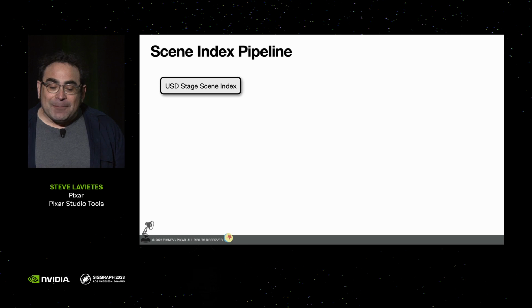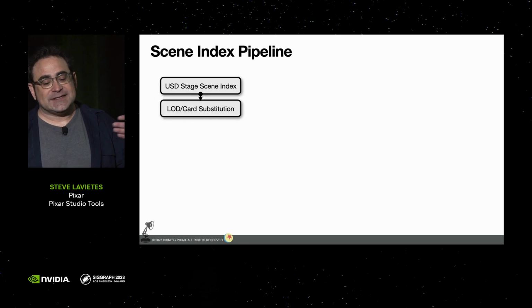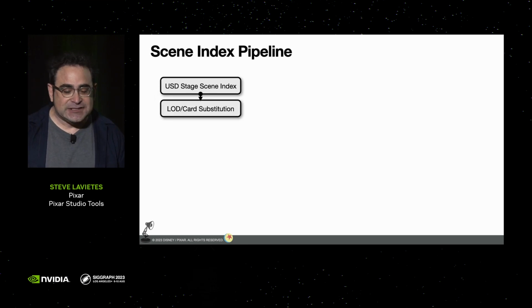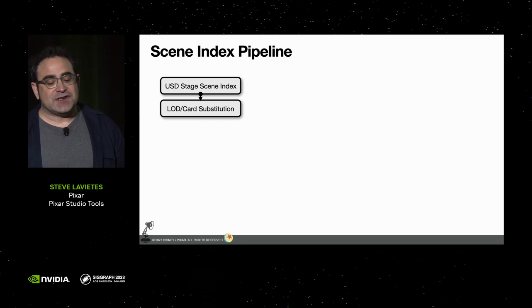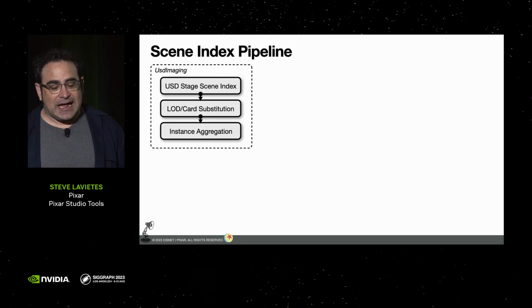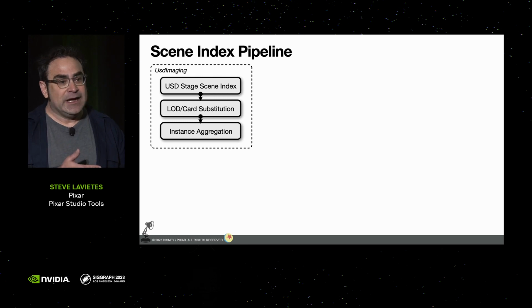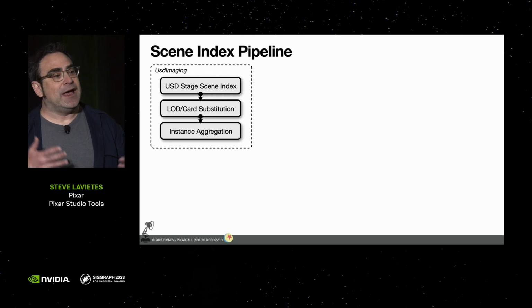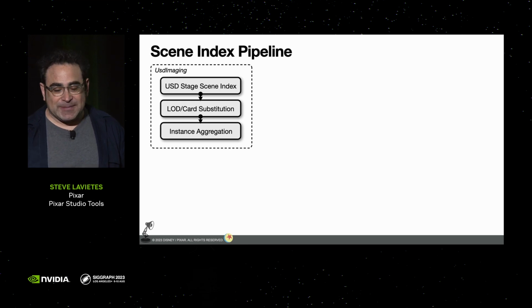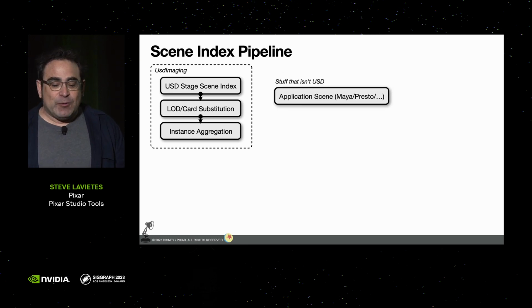So you build a pipeline out of these. Let's say we had a scene index that represented a USD stage, and we might do another scene index which substitutes some of that for levels of detail in cards. We might do instance aggregation, and that subgraph can be equivalent to what the USD scene delegate was in the past, but it's modular. So you can append to it, and you can replace pieces with it. Maybe we also have scene indices that are like scene delegates for data that is native to your application that was never in USD. So native Maya objects, native Presto objects.